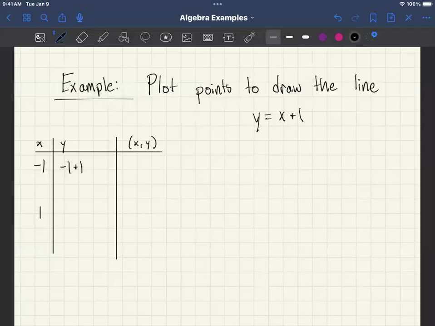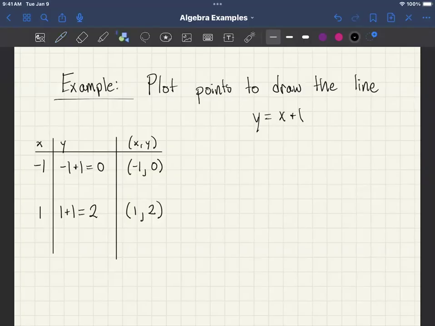So we end up with -1 plus 1, which is 0. So when our x value is -1, our y value is 0. For our second point, we have x is equal to 1. We'll again plug it into our function where we saw it. So we have 1 plus 1 is 2. So when our x value is 1, our y value is 2. Now that we have our 2 points, we can draw our graph.